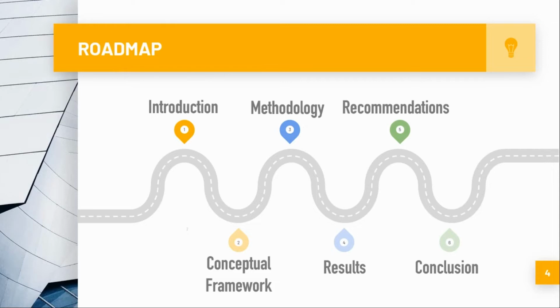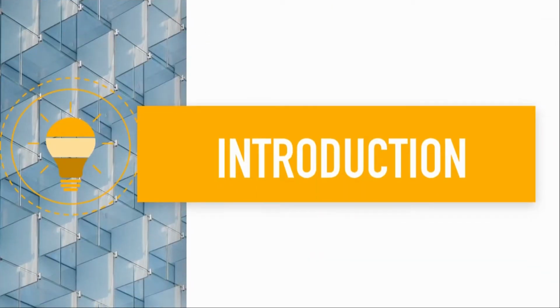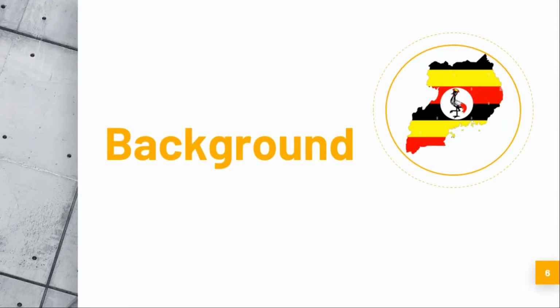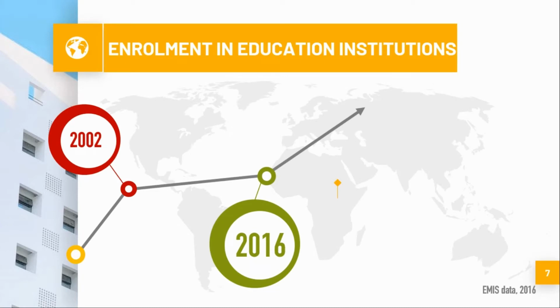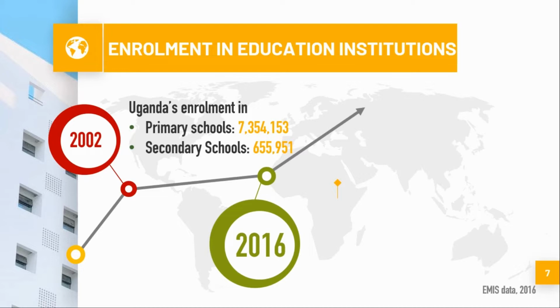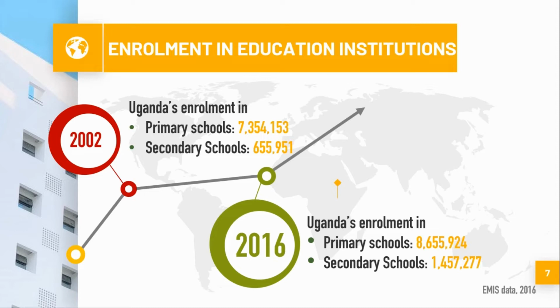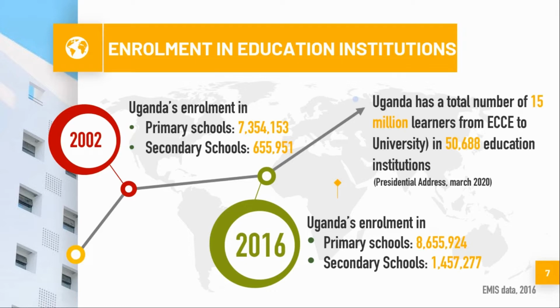We have a roadmap on how we are going to present. I will start with the introduction, and our introduction starts with the background, with the enrollment in education institutions, where we look at 12,002 enrollment in Uganda of primary schools of 7.3 million, while that of secondary schools is 655,000 students. It grew in 2016 up to 8.6 million for primary schools and 1.5 million for secondary schools. And generally, Uganda has a total number of 15 million learners from ECCE to university, scattered in 50,688 education institutions by 2020.